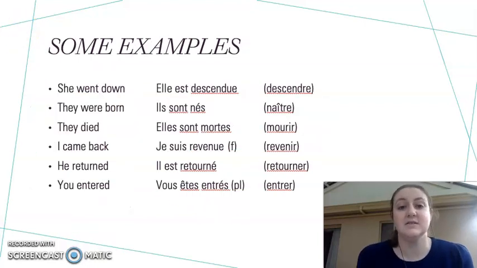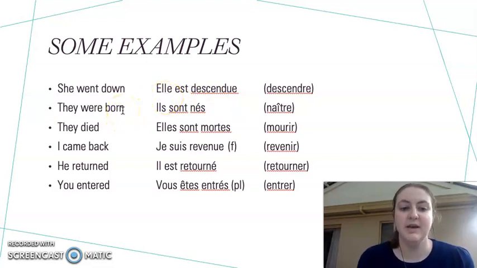You will have noticed that some of those verbs had irregular past participles, so that's why it's important to learn them. Now we're going to finish off by looking at a couple of examples, just to see how, first of all, we form part one with être, and also how we form part two with our past participle. So our first example, she went down, elle est descendue, that's from the verb descendre, and we have actually added an E because our subject is female.